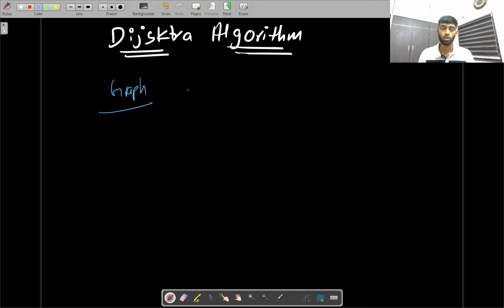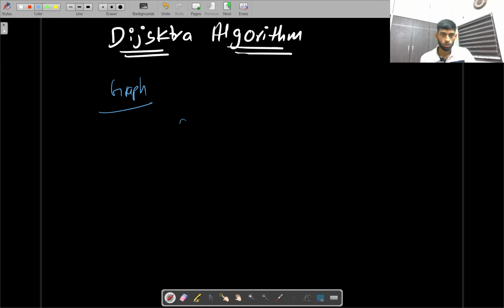It is not that tough to understand. It is straightforward, it is easy to understand, yet easy to implement also. It won't include any of the recursive approach and all that. It is used to find the shortest path in the graph.